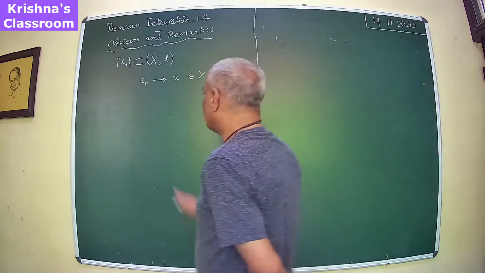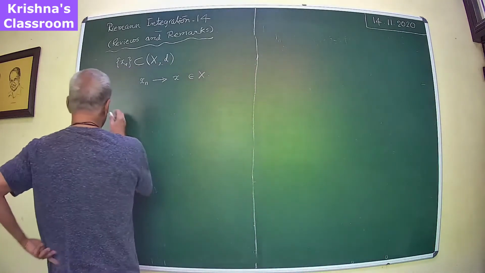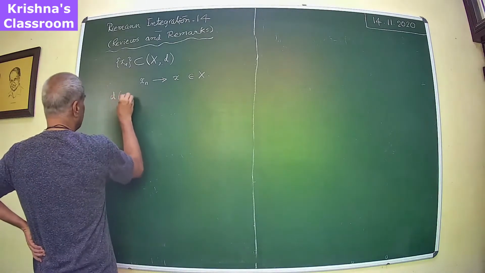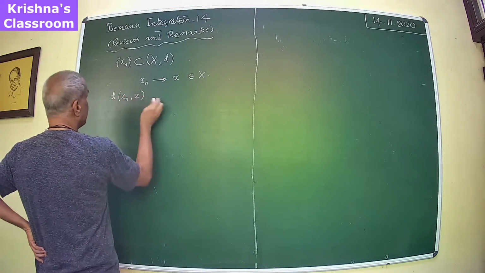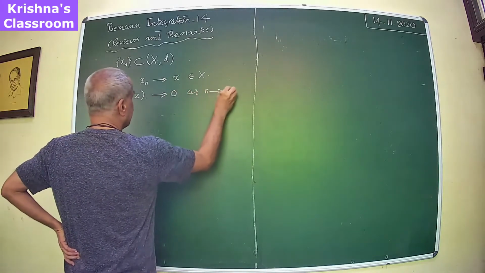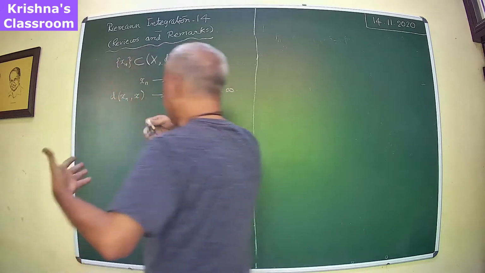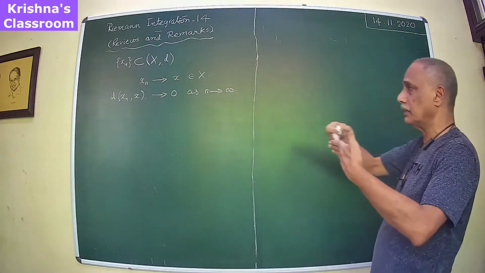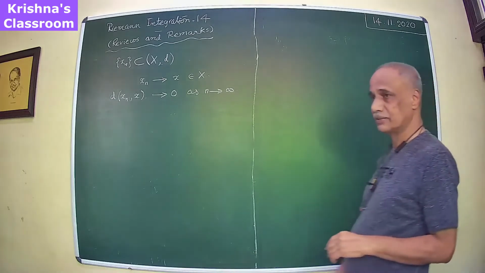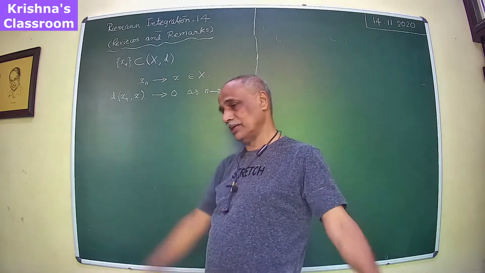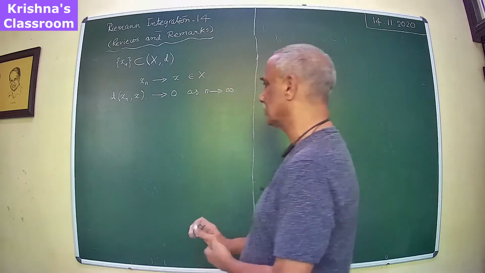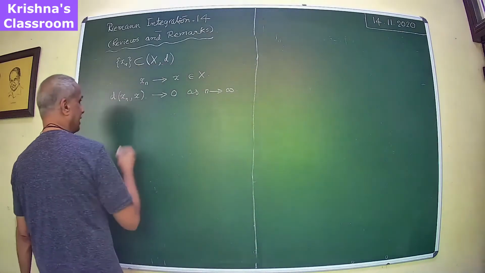The meaning of this is that d of (xn, x) goes to 0 as n goes to infinity. Or in other words, xn gets closer and closer and eventually collapses with the point x. So you have an infinite sequence of points which converges eventually to x. I mean, your experience of working on the real line.